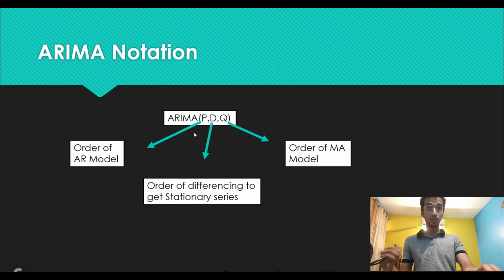So it's same as ARMA. P and Q stand for the order of AR model and the order of MA model respectively, while D stands for the order of differencing that you had to do to convert the non-stationary graph into a stationary time series.